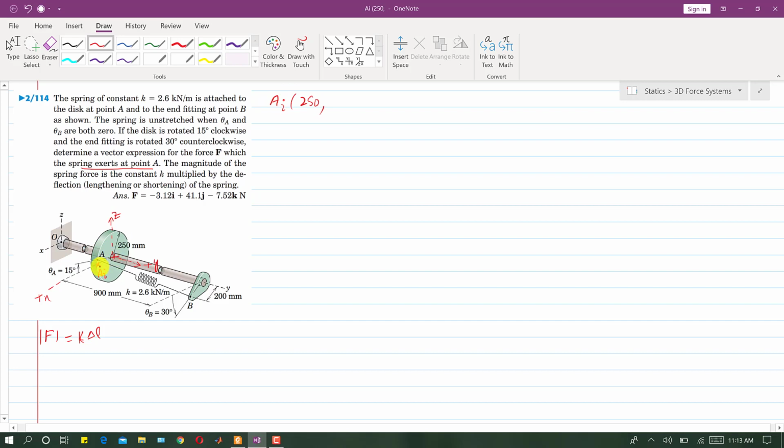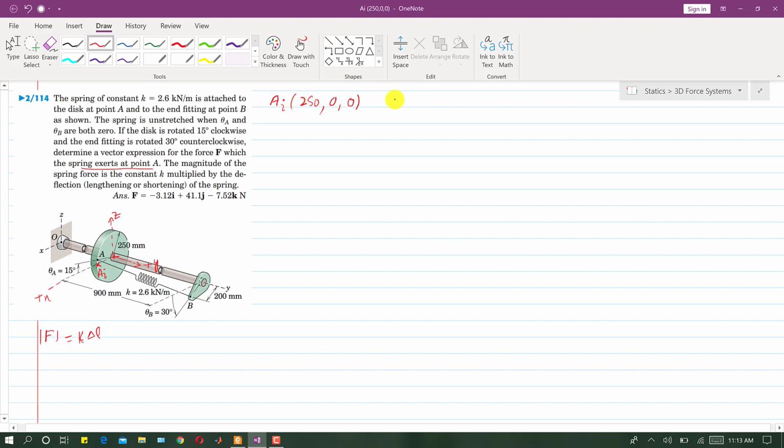Since this initial A position is along the x-axis, the y coordinate will be 0, so we do not need to travel in the y direction, and also we do not need to travel in the z direction. So these are the initial coordinates of point A.